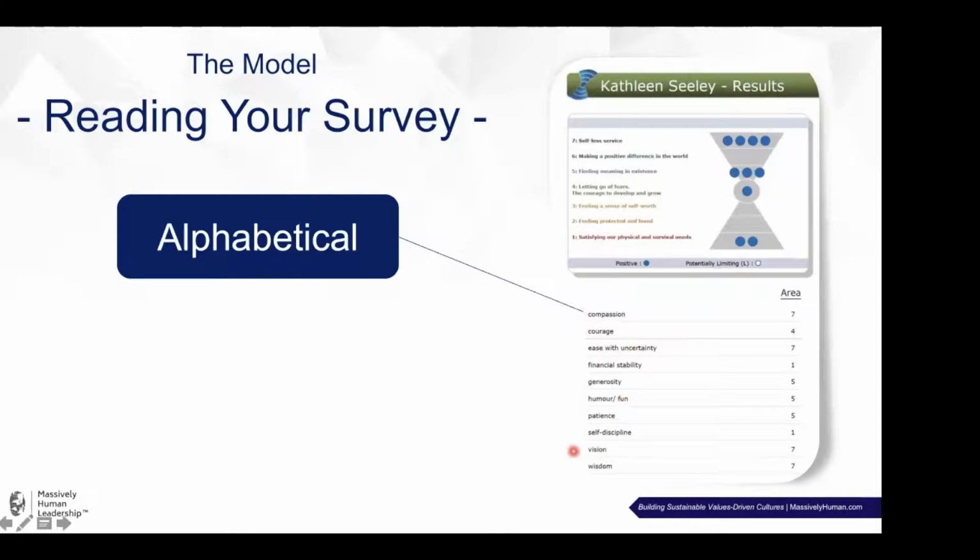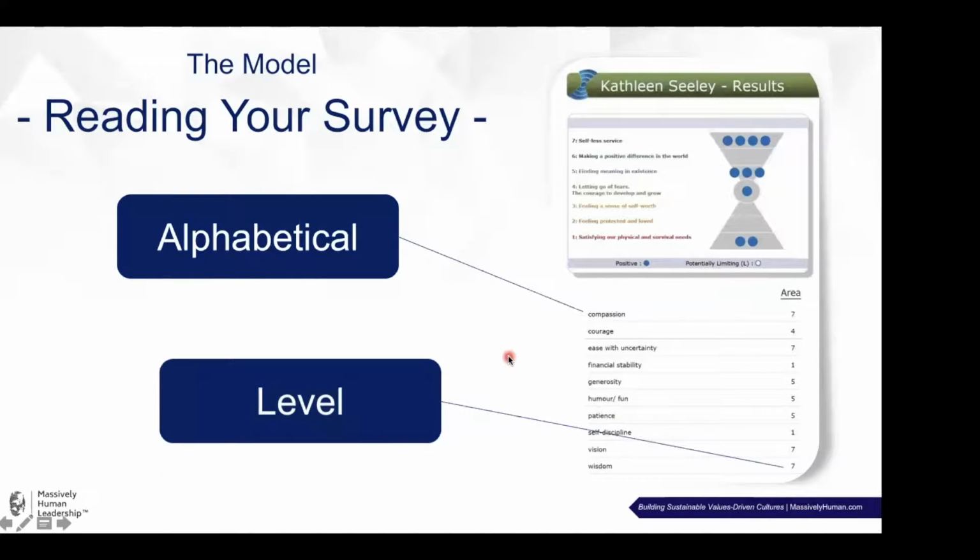So just notice that. The second thing I want you to notice is that the number that corresponds to the word is the level the value is located. For example, wisdom is a level 7 value. So I just want you to orientate yourself to your dot plot by recognizing the words are in alphabetical order and what level that value is located.